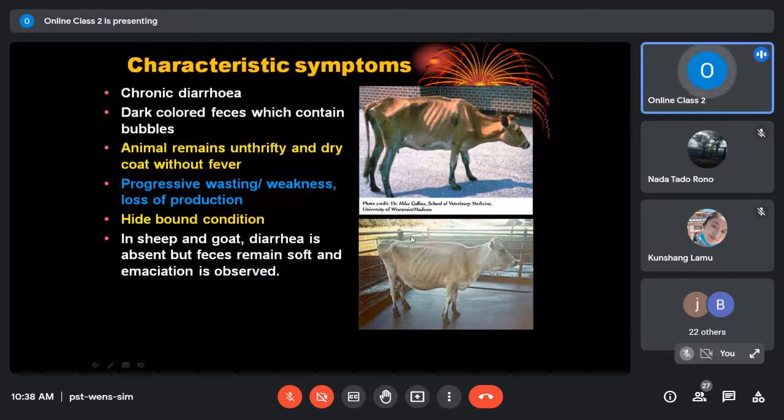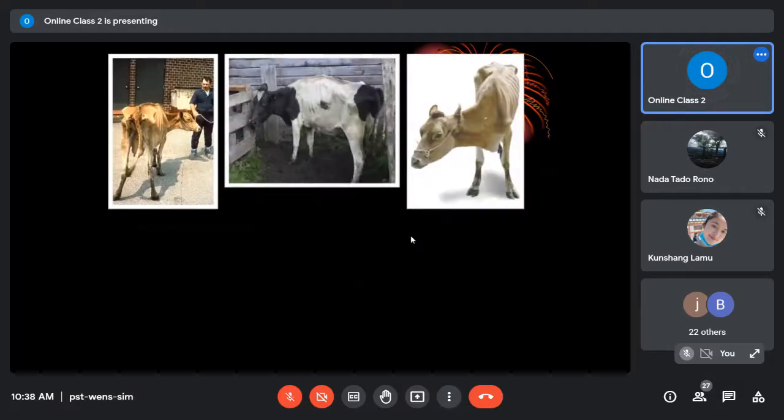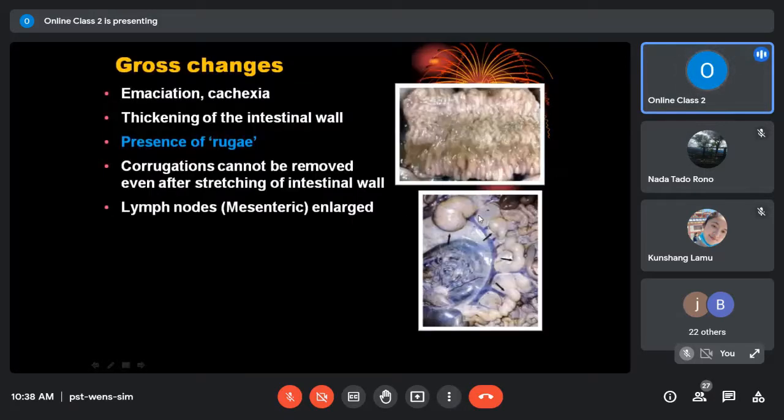In the case of sheep and goats, diarrhea may not be there, but the feces may remain very soft and emaciation may be observed. These are some more pictures showing very emaciated, very weak animals with wasting of the body and muscular tissue, in hidebound condition. Then gross changes: the one I was talking about, thickening of the intestine, showing the presence of ridges or rugae in the form of ridges. See here.